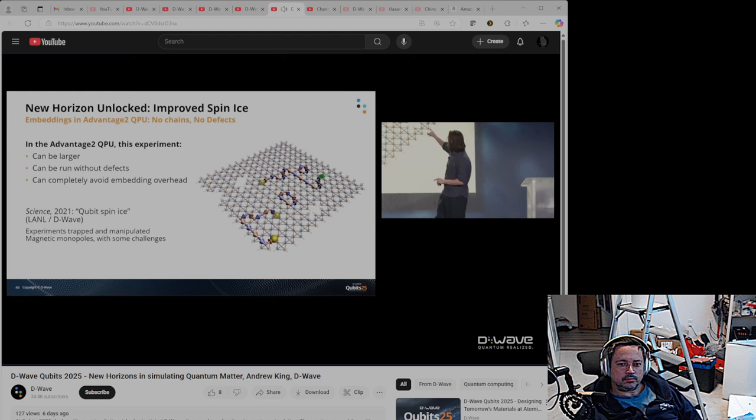So you can see these horrible holes in our lattice, and they interfere with doing things cleanly. And we can also do larger lattices. So all in all, this is going to be a huge improvement on this experiment. And I would love to see this done on Advantage 2 to see if we can see some really interesting quantum effects in this qubit spin ice.